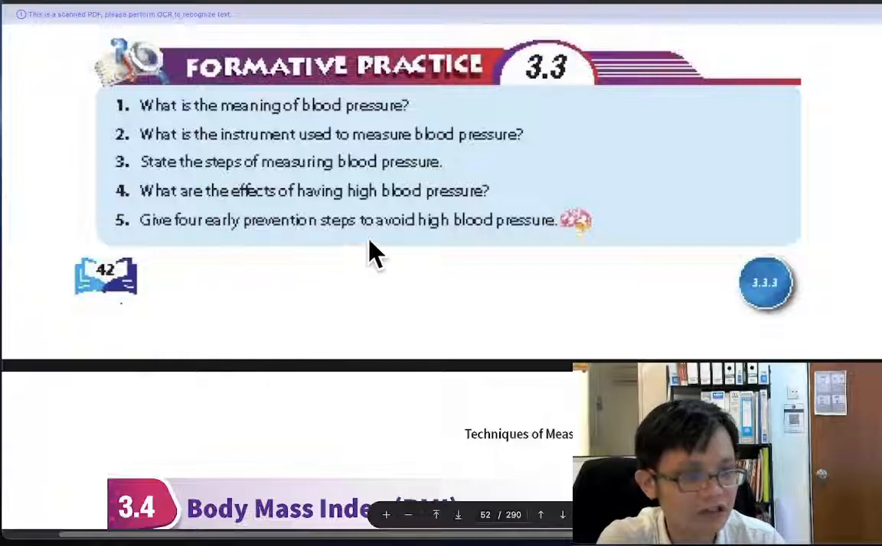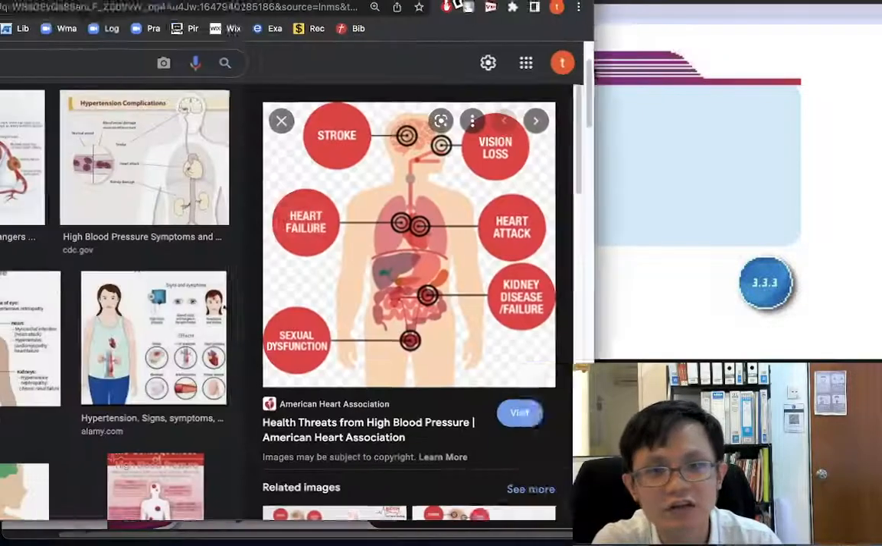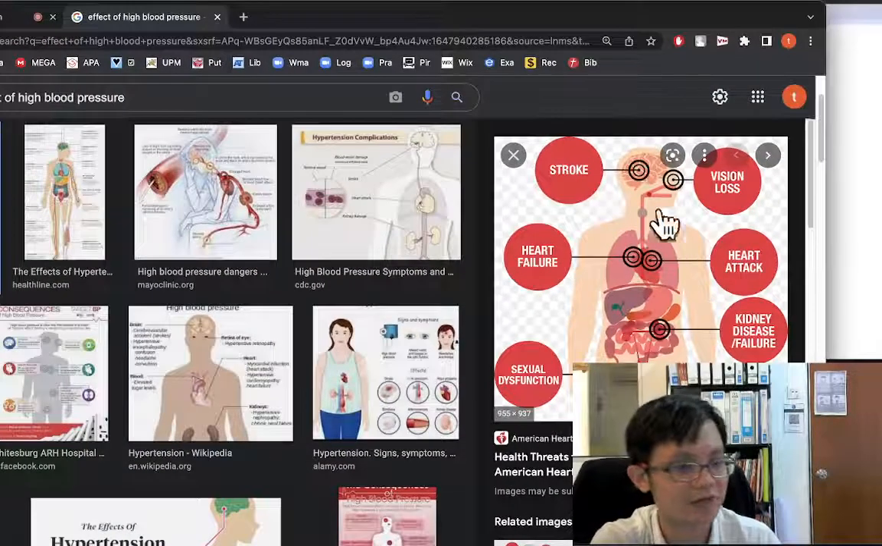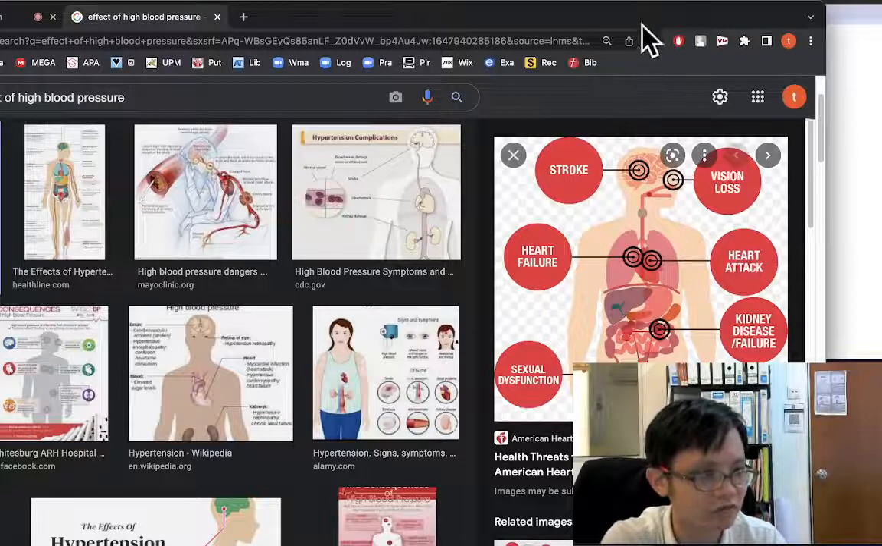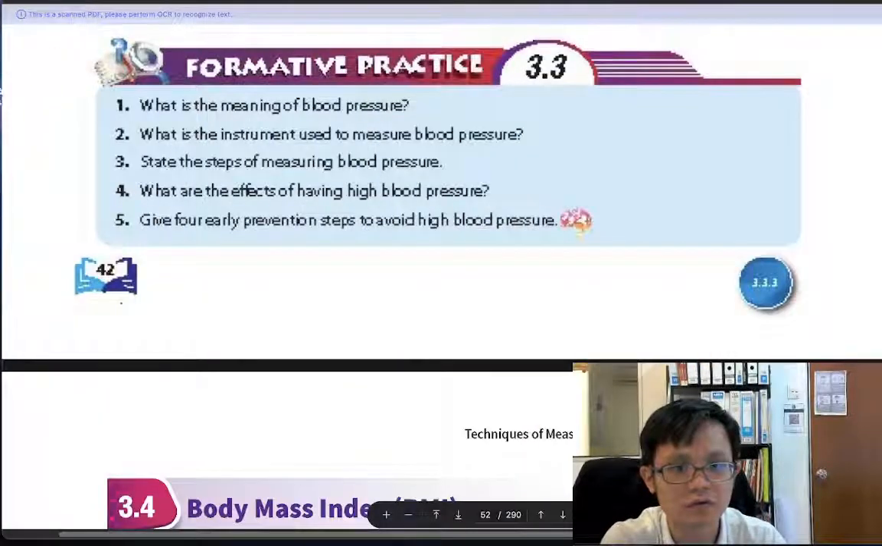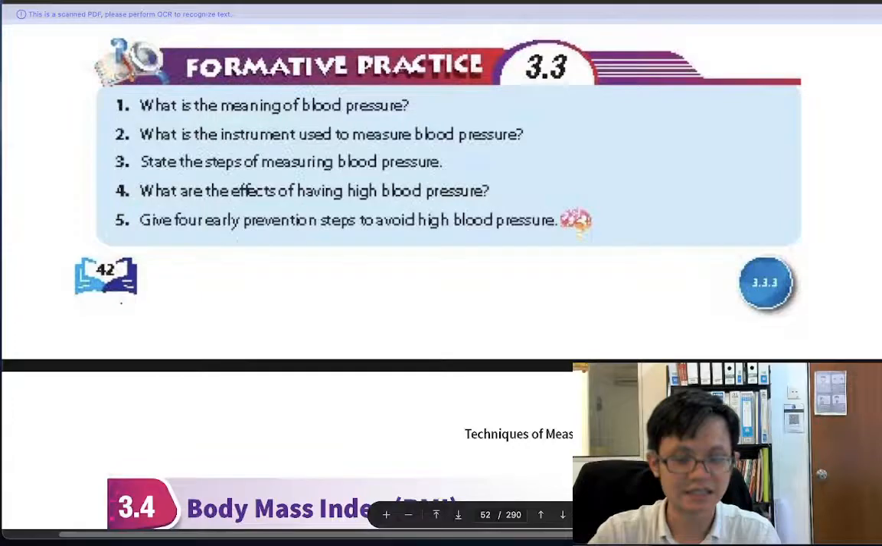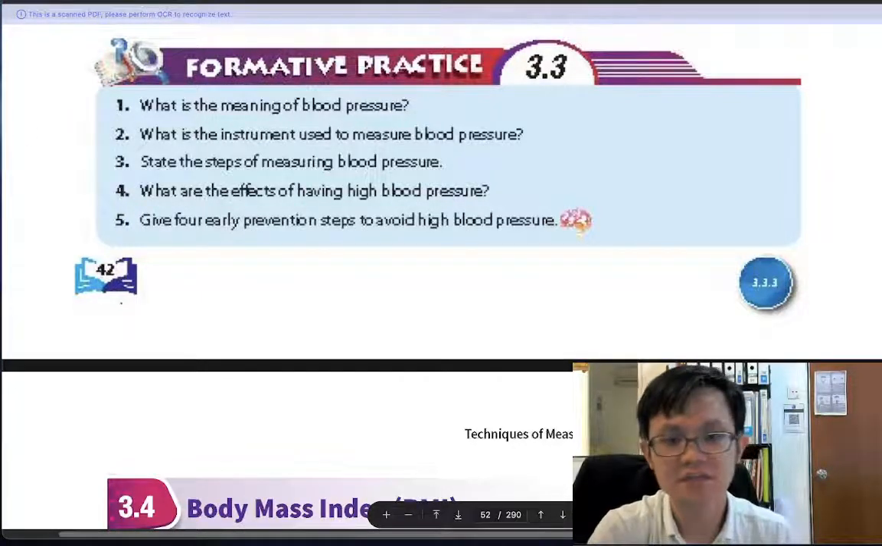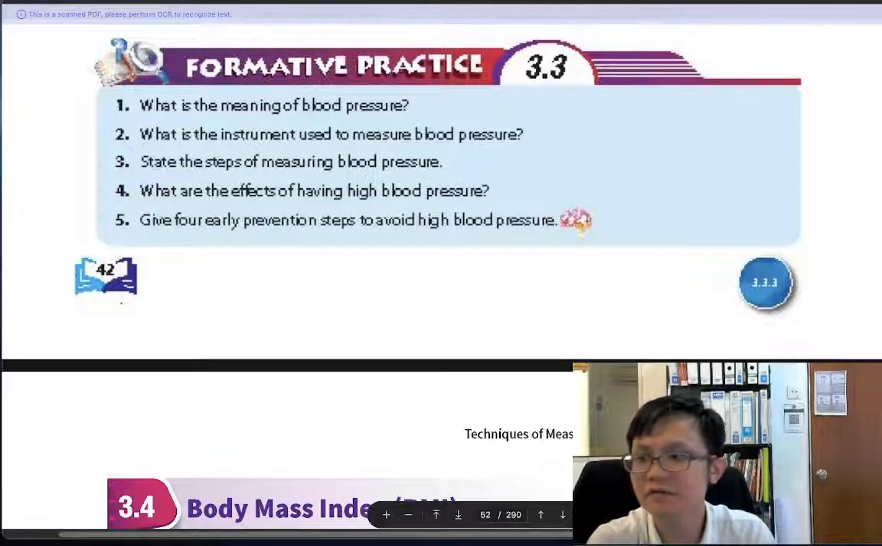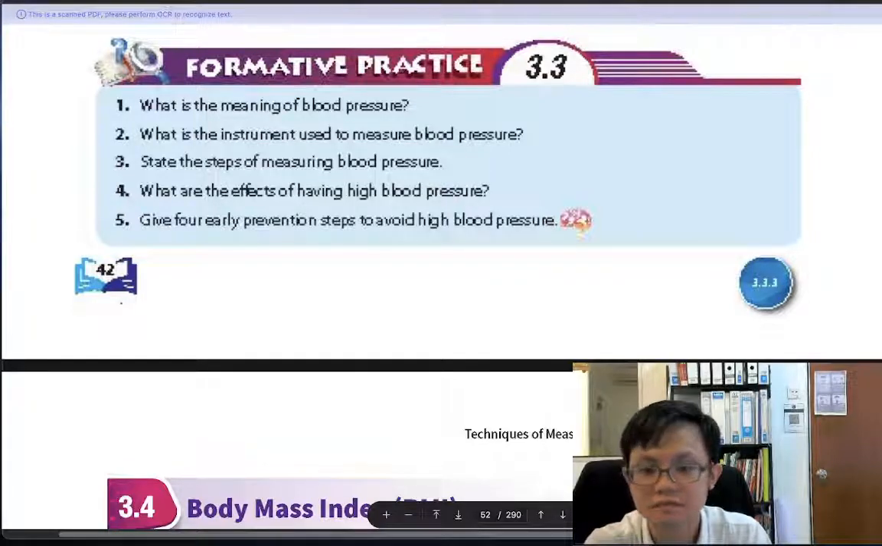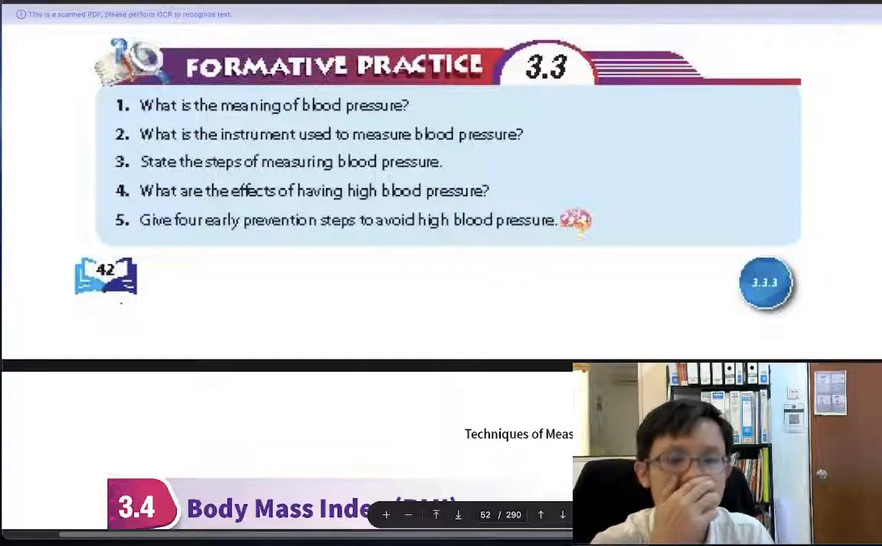So we know that high blood pressure will cause all these things. So what should we do? Okay, very good. Exercise more and eat more vegetables. Reduce alcohol, and one more, avoid eating fast food, maybe oily food, fatty food.